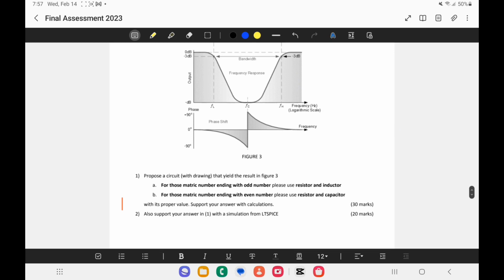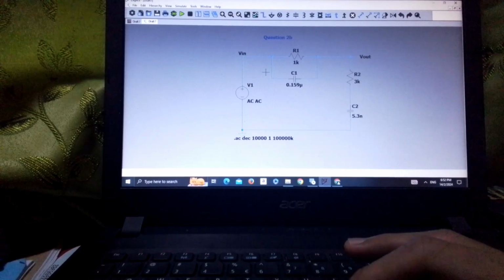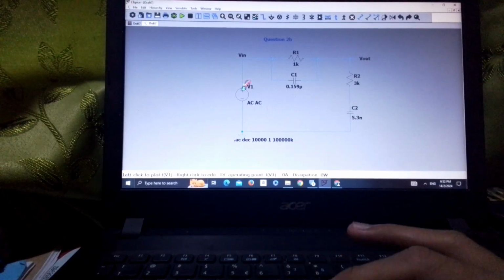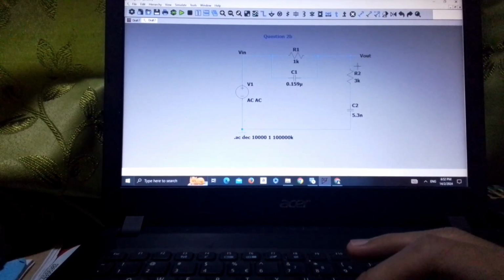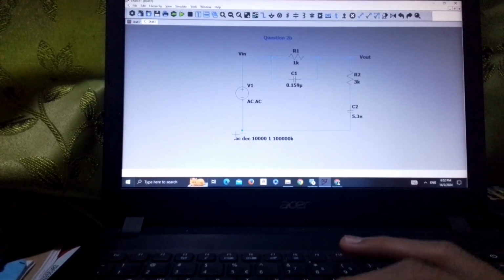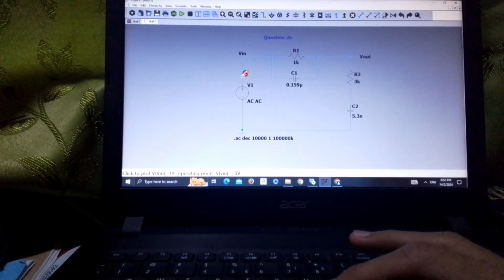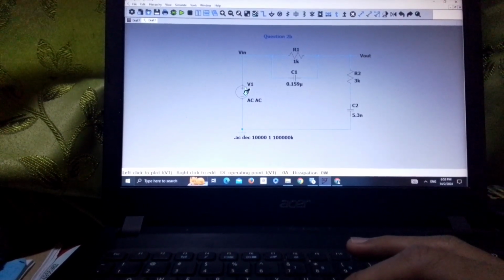So let's begin. For question 2B, same as question 1. First we need to put all of the components such as voltage source, resistor, capacitor, and resistor 2, and lastly capacitor. And don't forget to put ground also. And then connect all of the components with wire. Connect all of this with wire, and lastly we need to put the value for each of the components.